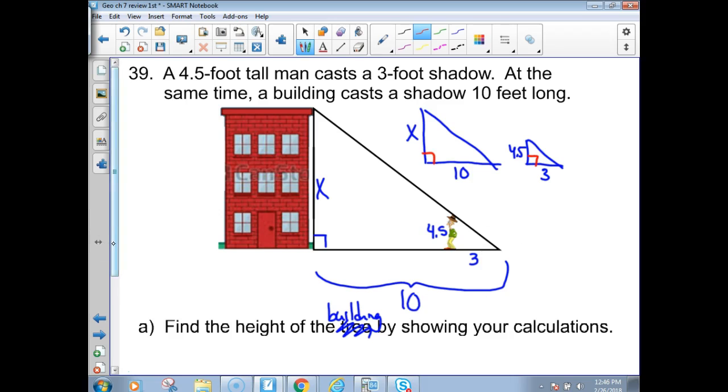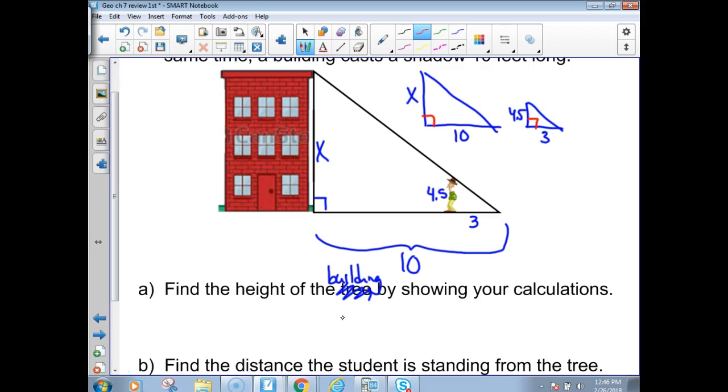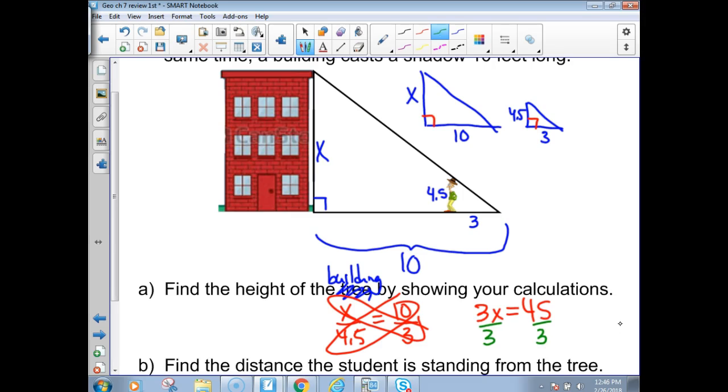So for part A, we're going to do X. We can do X is to 4.5 as 10 is to 3. Or if you saw it as x over 10 equals 4.5 over 3, you'd still get the same answer. Because we do our cross products, 3 times x is equal to 45. We would divide both sides by 3 and get 15. So that tells me that the building was 15 feet tall.